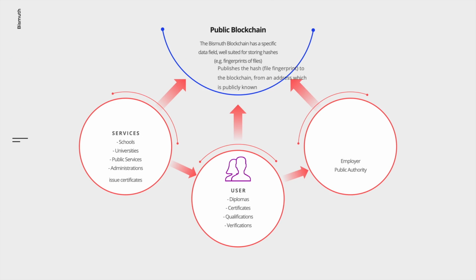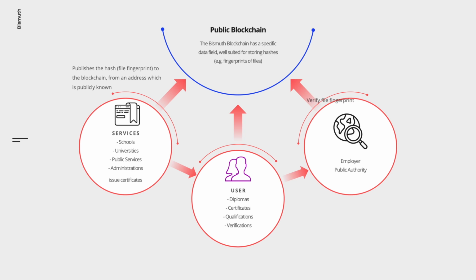Now on top we see the public blockchain, and beneath is the user. Whenever a user achieves any kind of qualifications, for example, certificates or diplomas from public services, schools or universities, and then wants to prove to a third party, for example, to a future employer, that the digital files he has sent to the third party are indeed original or unchanged and released by the entity which the user is claiming.